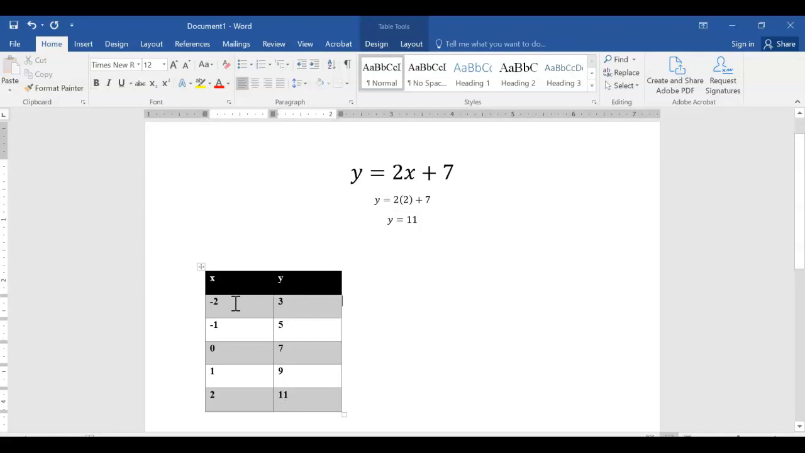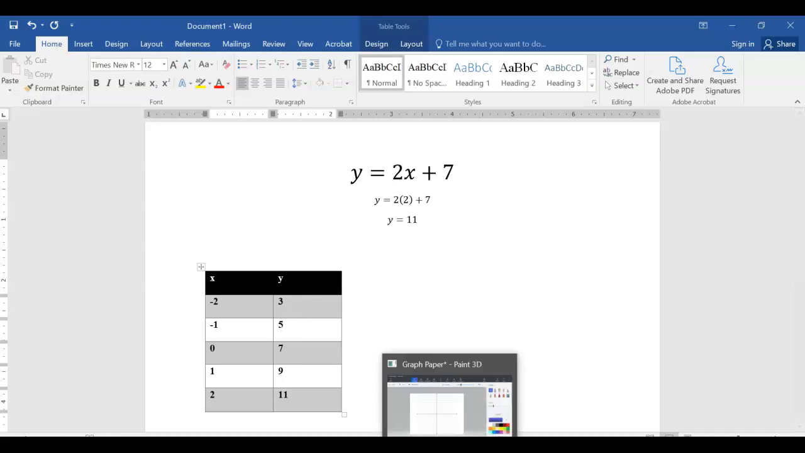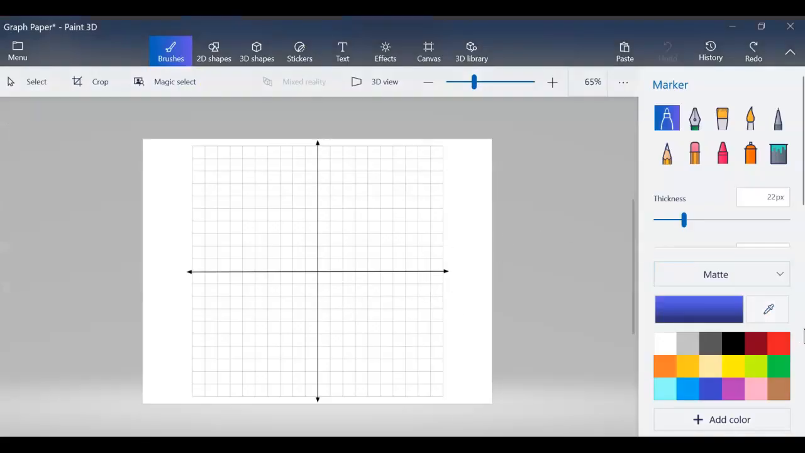So I have these 5 ordered pairs, these 5 points that I can plot. So let's do (-2, 3), (-1, 5), (0, 7), (1, 9), and (2, 11). We'll plot those on the same grid, something like we did before. So (-2, 3) was my first point. It's right there.